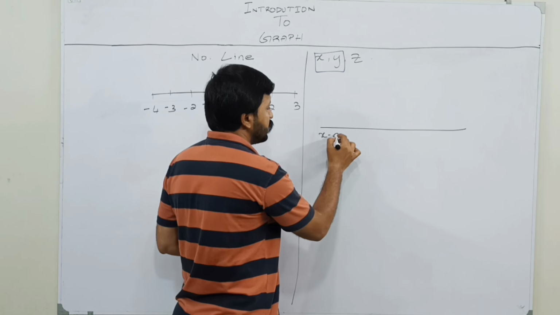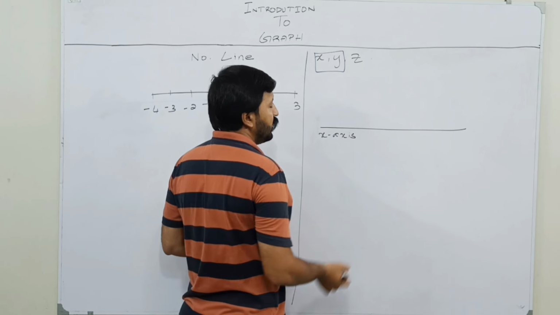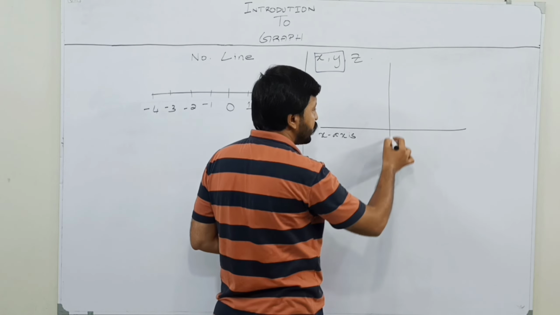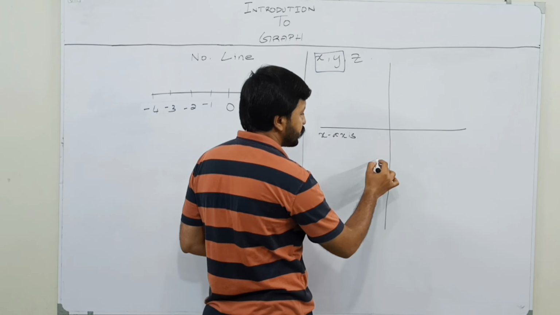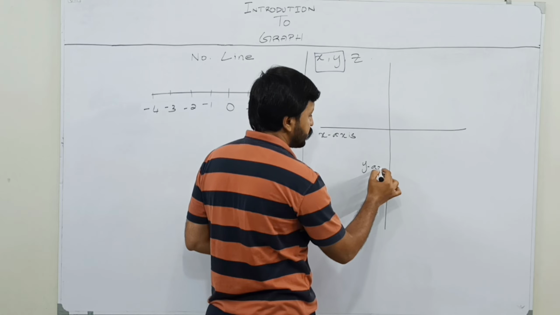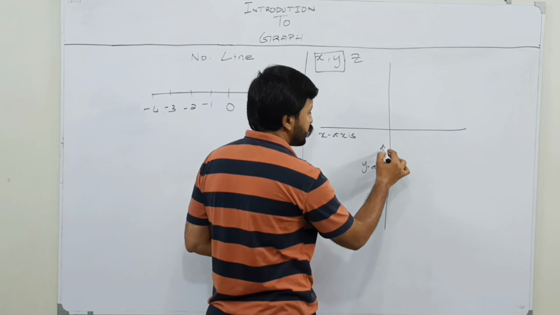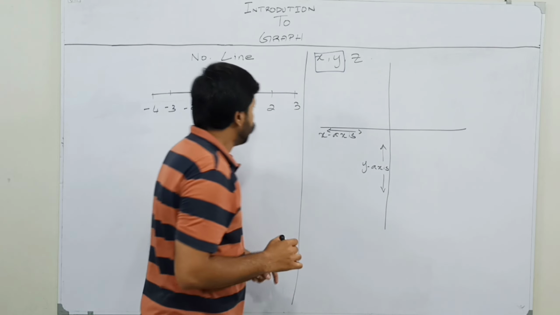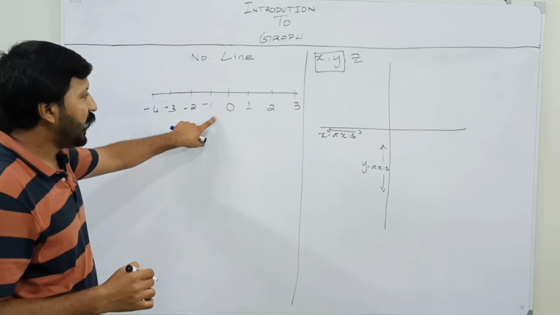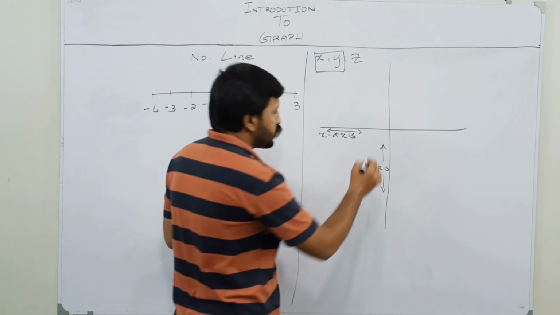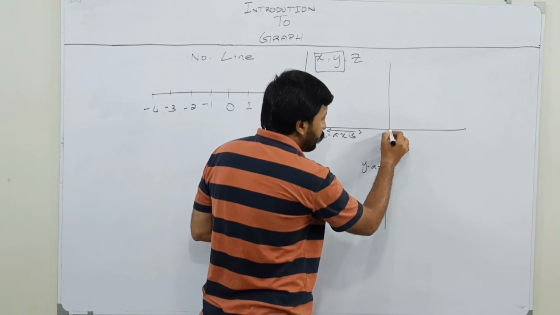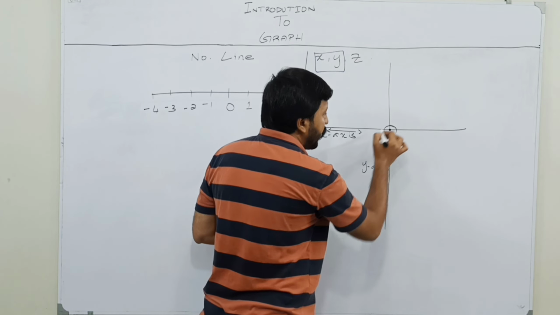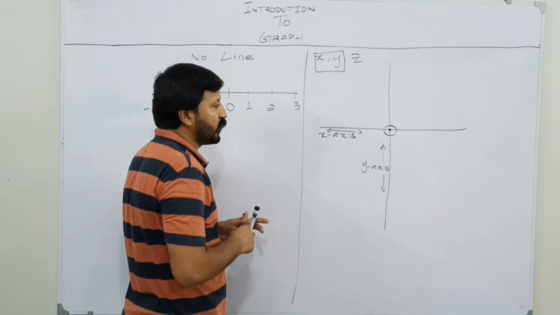Okay, so we are going to take the x-axis as horizontal and the y-axis as the vertical axis. Y-axis is vertical and this will be horizontal. So we are going to mark these points here. So this is the origin where both of the axes are combining. So this is called an origin.